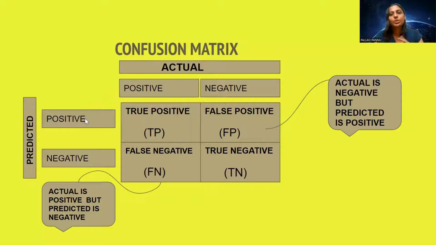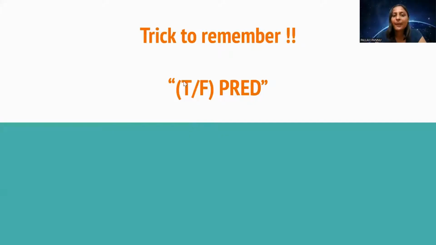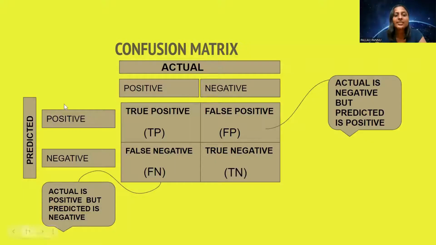As I can see, positive, positive, both are matching. Actual is positive, predicted is also positive. So both are matching. That means if they are matching, we'll be selecting true, right? And what is the predicted? It's positive. So positive, positive, it's matching, so it's true, and it is predicting positive. So let's keep it as TP.